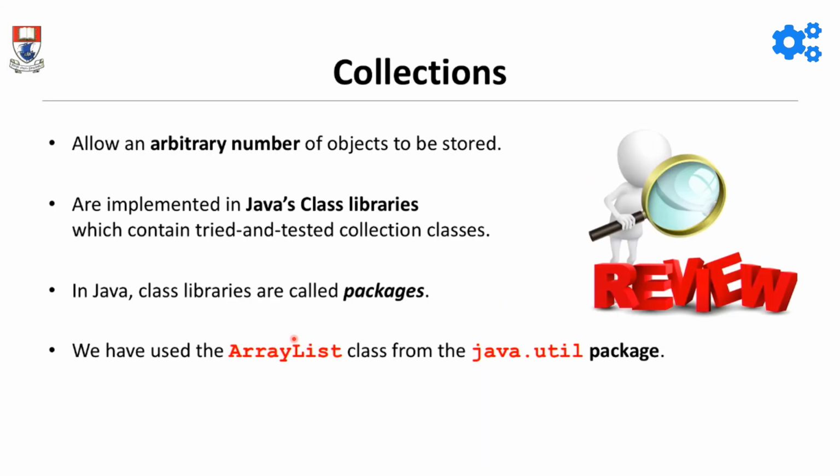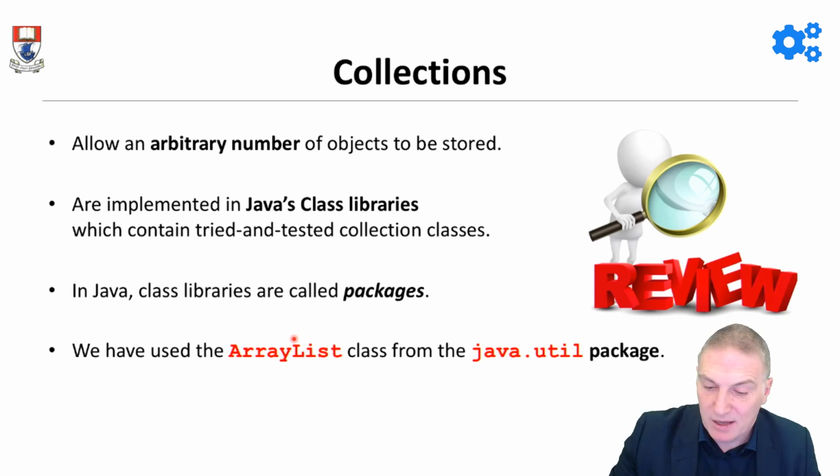So, collections. They allow an arbitrary number of objects to be stored. They're implemented in Java's class libraries, which contain tried and tested collection classes. In Java, class libraries are called packages, and we've used the ArrayList class from the java.util package. Okay, so this week was all about Java's collections, and specifically the one we looked at this week is ArrayList.